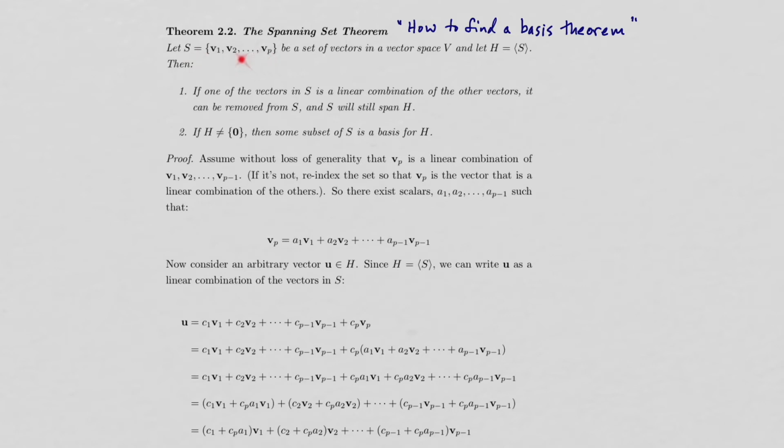But if it's not a basis, we could turn it into a basis by finding the vectors here in statement 1 that are linear combinations of the others and take them out until none of the vectors in the set are linear combinations of any of the others. And then we check to see if it's linearly independent. If it is, and it's a spanning set by this first part here, then it's a basis. If it's not linearly independent, well, it's a spanning set by part 1, and then by part 2, we can find a subset that is a basis. In other words, we keep removing vectors until there are none that are linear combinations of the others. And by the previous theorems, that tells us that the set is linearly independent.